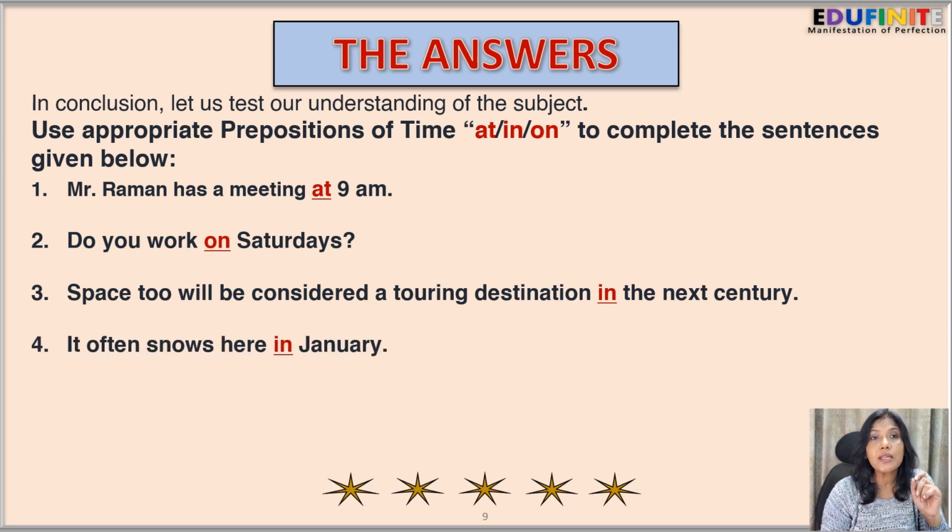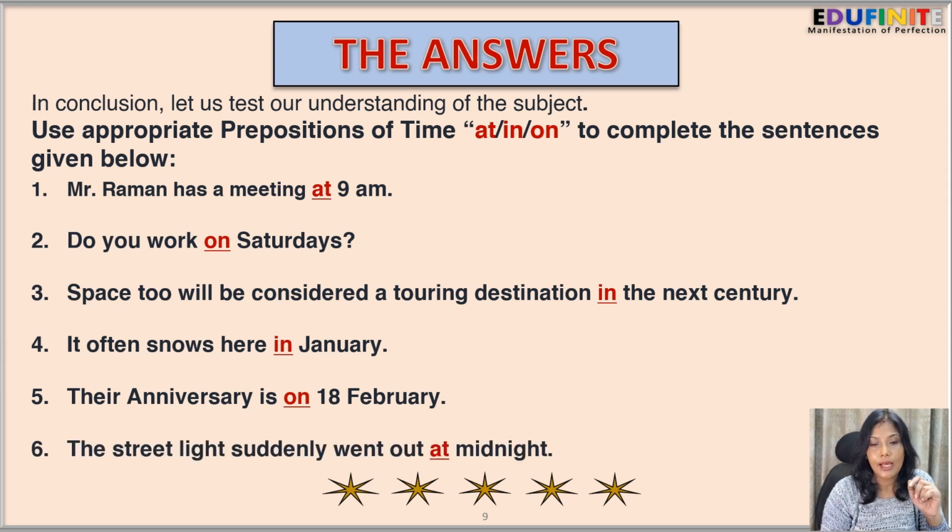It often snows here in January. Again with months we use in. Their anniversary is on 18th February. So with dates we use on. The street light went out at midnight. So with midnight we use at. Similarly, noon and night we use at.